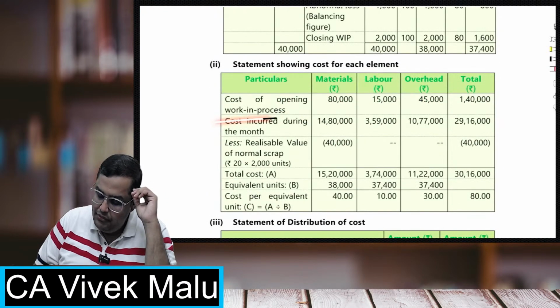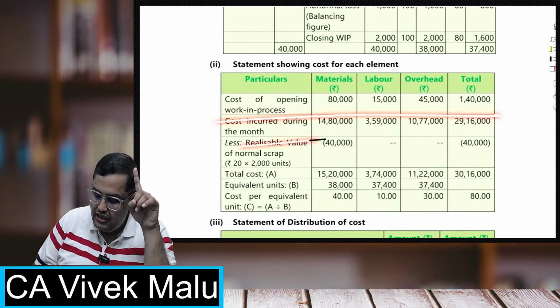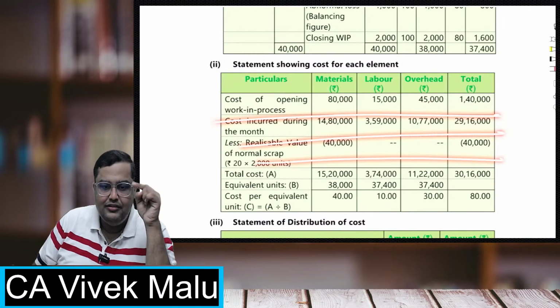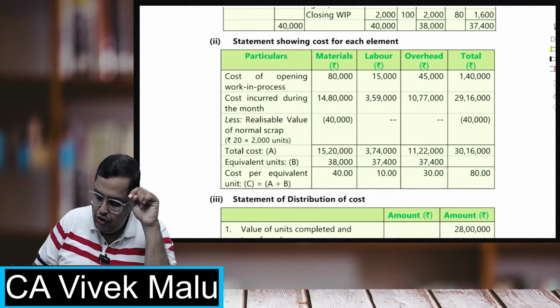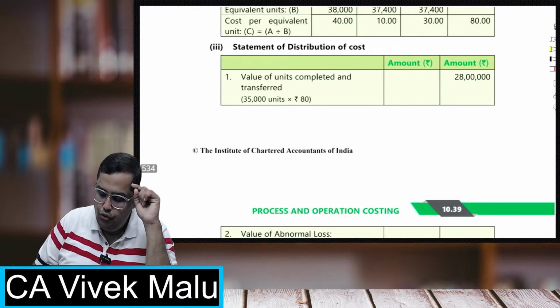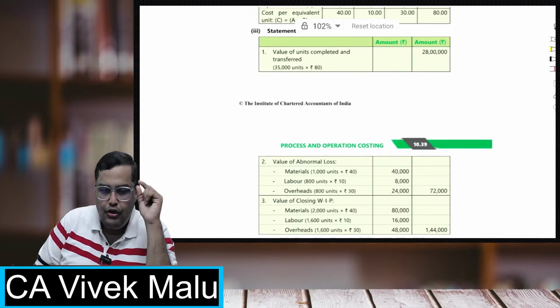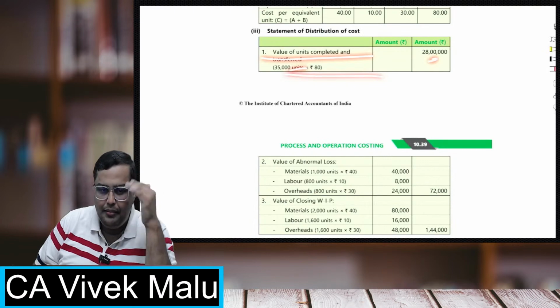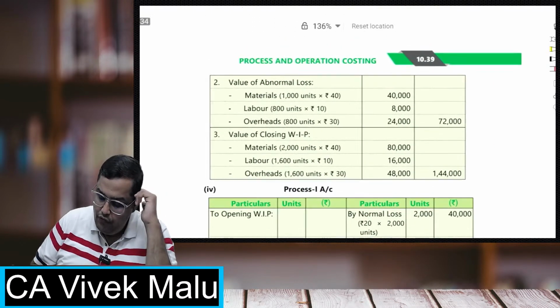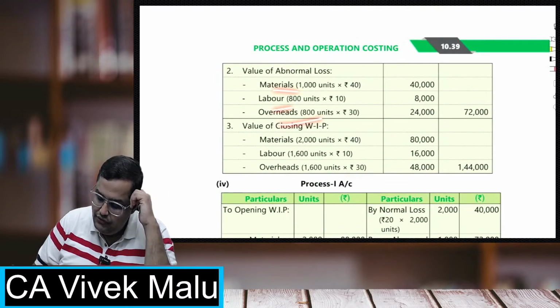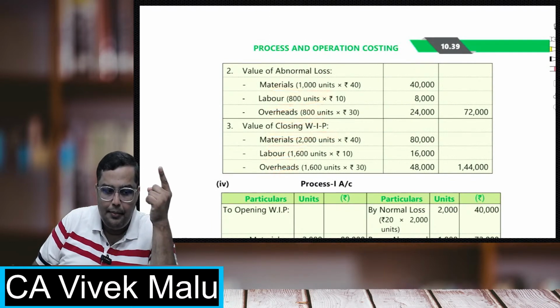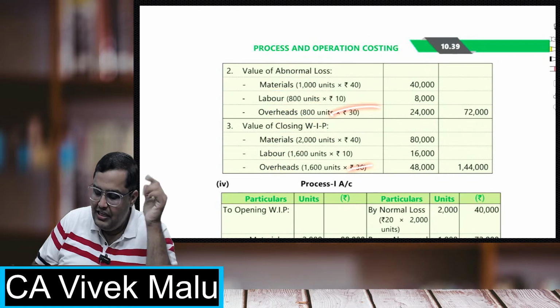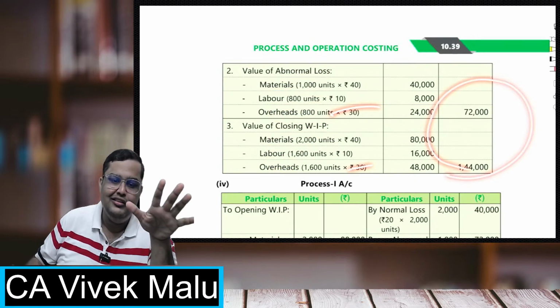Then the same thing what we did. Opening stocks, cost incurred for the month less realizable value of scrap. You get the total cost, divide by the equivalent units, so you get the cost per EU. Then how to distribute the cost? I have calculated the cost for everything, right? Units completed, 35,000 units into material, labor, overheads. For abnormal loss, material, labor, overheads. For closing WIP, material, labor, overheads. Their quantities are given in the above table, and then just simply keep on multiplying and get the values. This is how we do it.